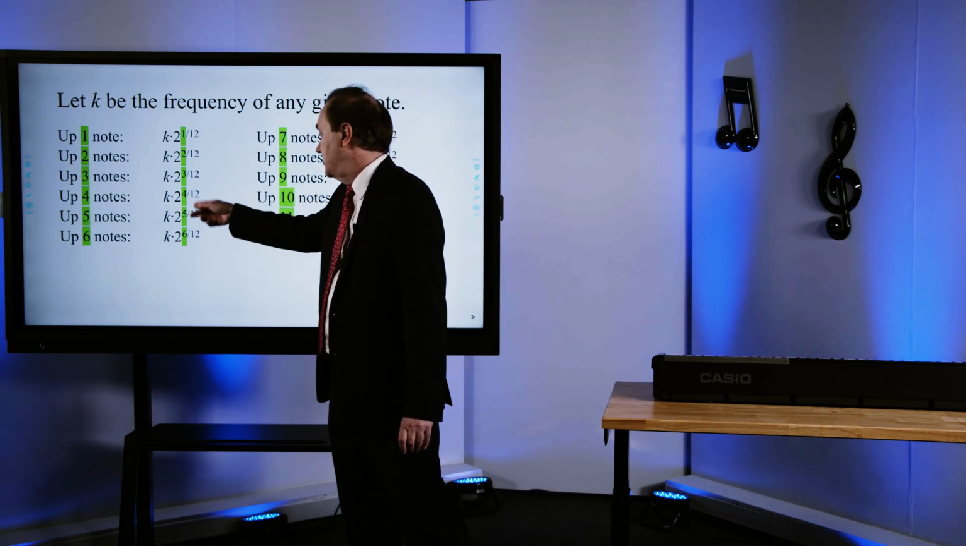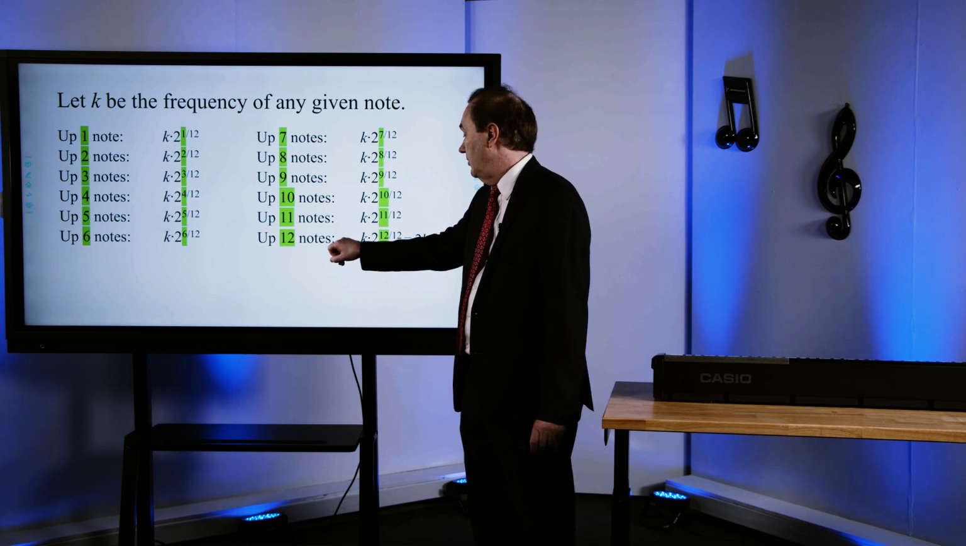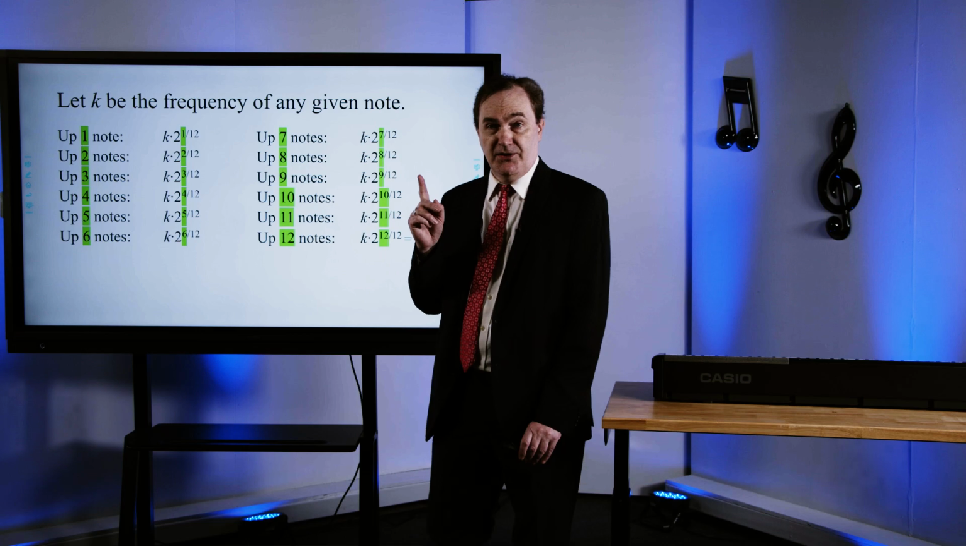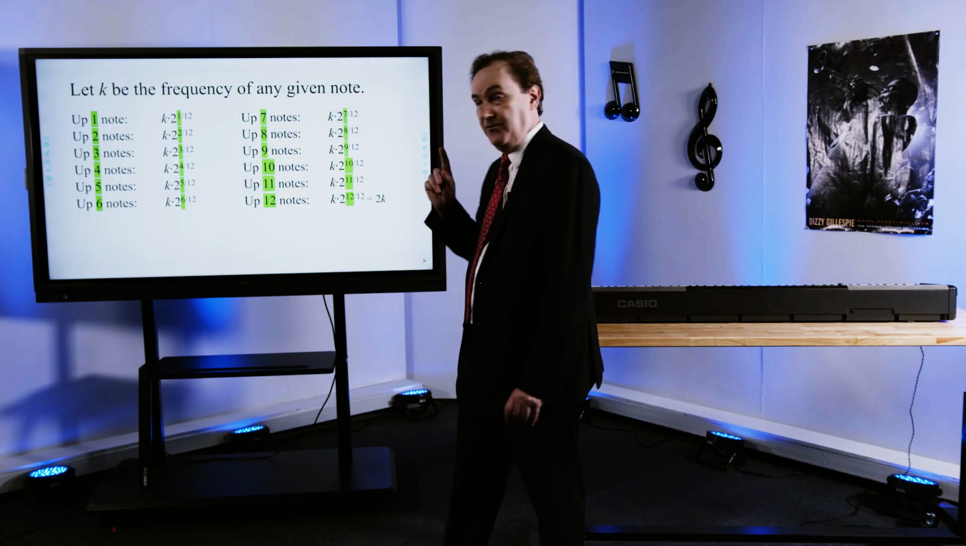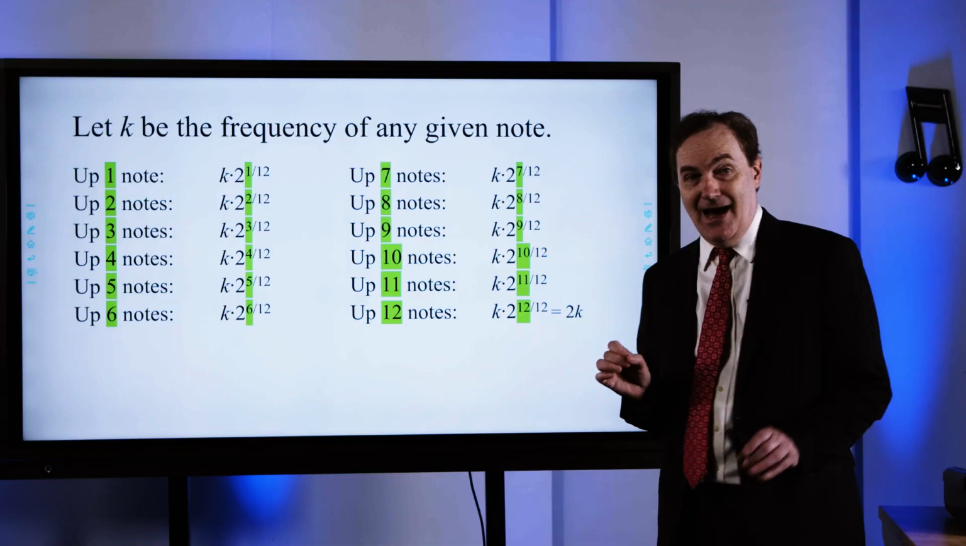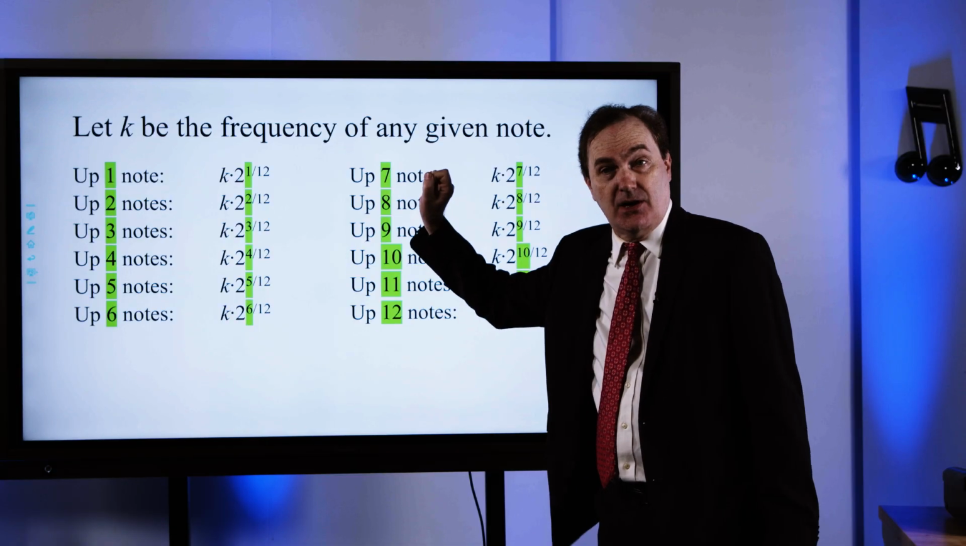Up 4 notes, k times 2 to the 4/12ths. Up 5 notes, k times 2 to the 5/12ths, and so on. Now, when you go up 12 notes above the starting note, you get a frequency of k times 2 to the 12/12ths. But 12/12ths is 1, and any number to the first power is itself. So 2 to the 12/12ths is 2 to the first power, which is just 2. Thus, we get a frequency of k times 2, or in other words, 2k. Aha! That is the frequency 1 octave above the starting frequency k.